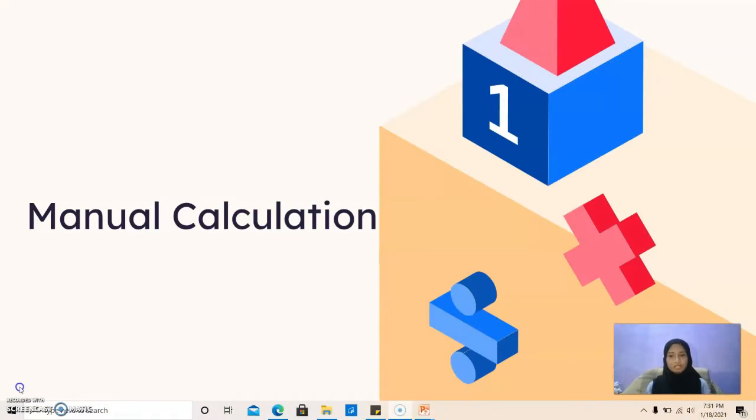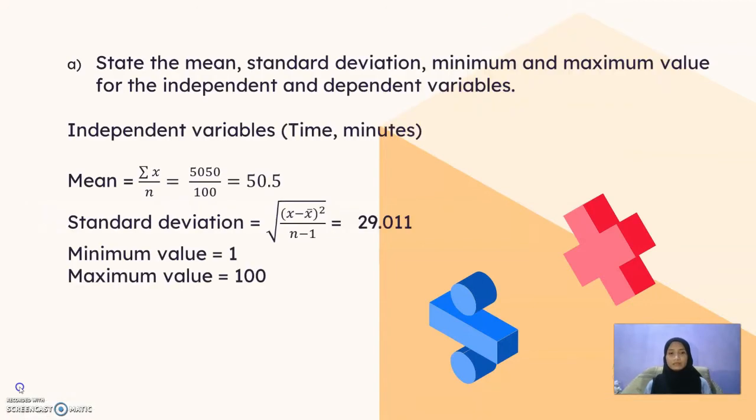Assalamualaikum, my name is Nur Shakila binti Mazlan and my matric number is CE180047. Today I'm going to present the manual calculation for this project.